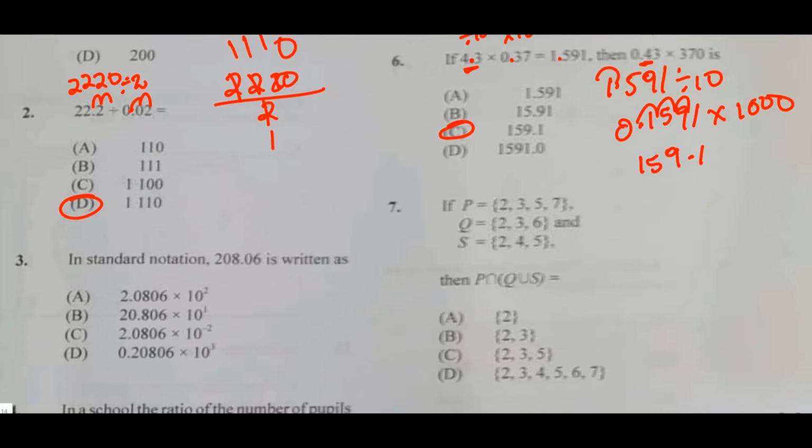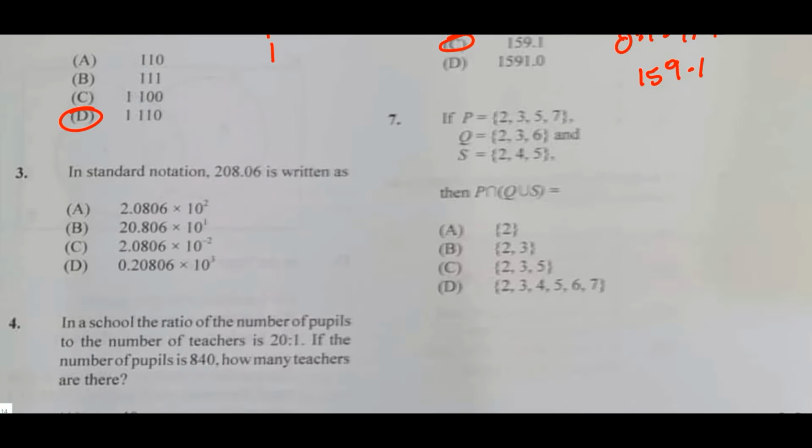Now number 3 says in standard notation 208.06 is written as. Now the standard form: the first number must be a number between 1 and 10. So we have 2 point and write back every other number, 0, 8, 0, 6. We know we're going to multiply by 10. Now what's the power? Look at this number and compare it to the original number.